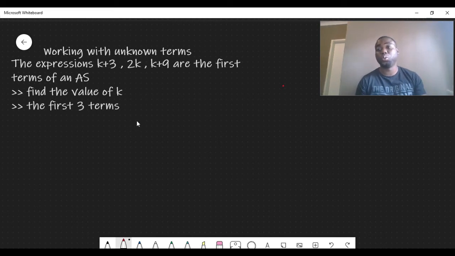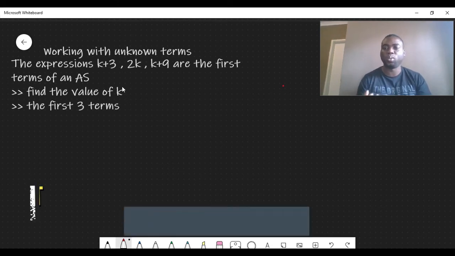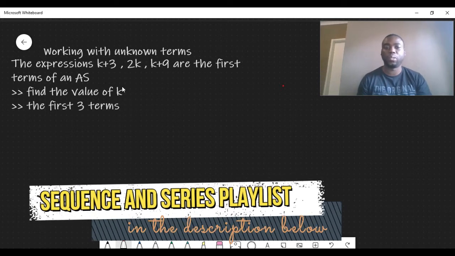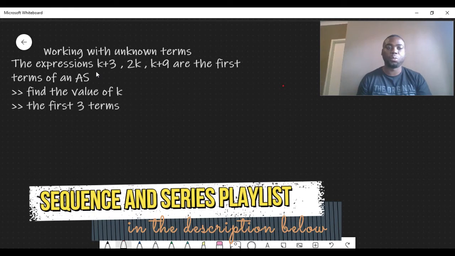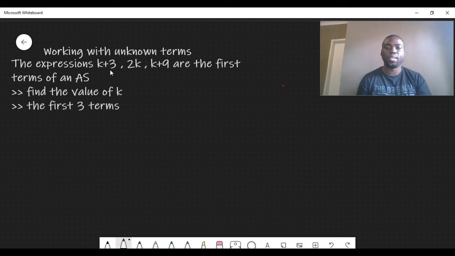The last example that we're going to talk about today is how to answer arithmetic sequence questions when you have unknown terms, right? Things like K, R, different letters, and they want you to actually get what those letters actually mean. So we're given an expression which says K plus 3 is the first term, 2K is the second term, K plus 9 is the third term, okay? So the first thing we're going to do here is try to get a common difference. Now, how we know something is an arithmetic sequence is by the common difference. So we try to get that.